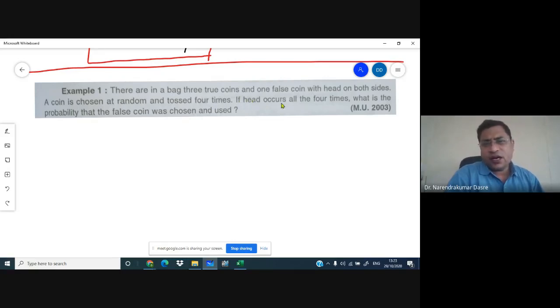Now, what happened? If head occurs all the four times, that means we have a coin toss and we are always getting head. So all four times we are getting head. Now, see here, what is the probability that the false coin was chosen and used? So this is the question we have, and then we want to find out the answer. Can you tell me what is the partition and what is the event here?